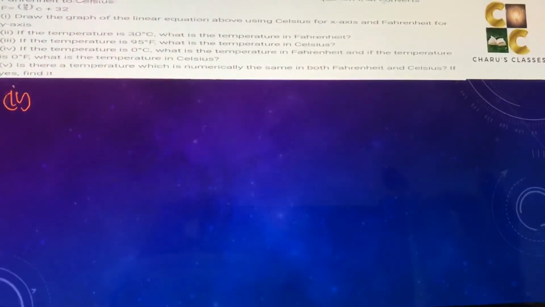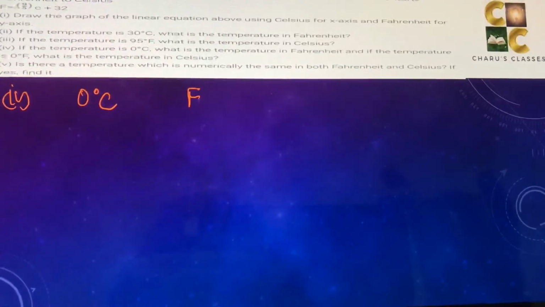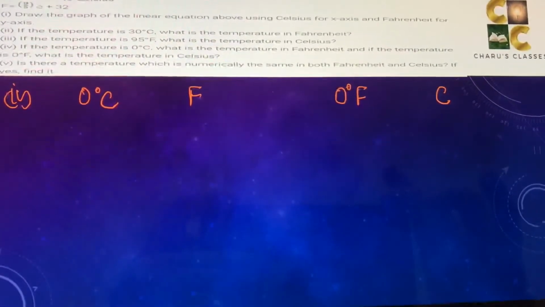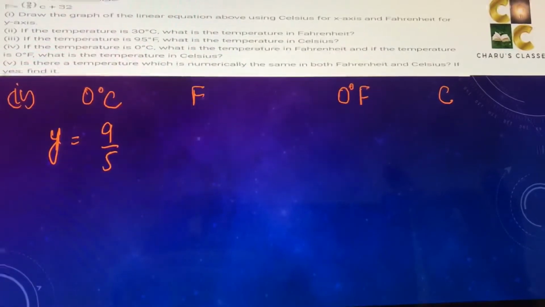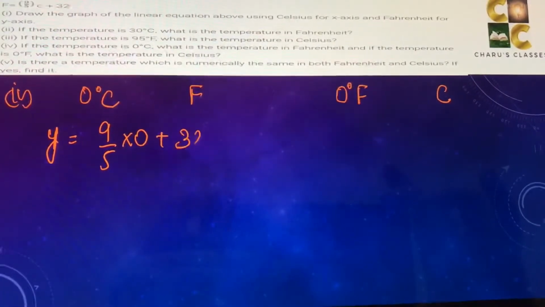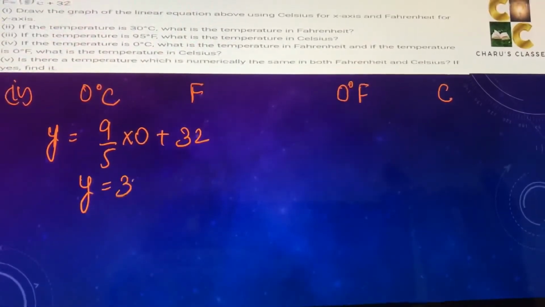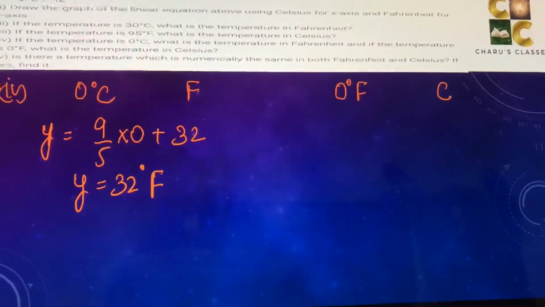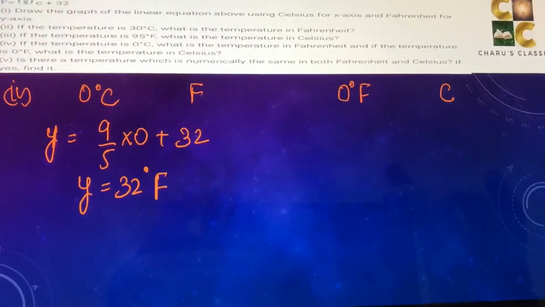Fourth part, if the temperature is 0 degrees Celsius, what is the temperature in Fahrenheit? And if the temperature is 0 degree Fahrenheit, what is the temperature in Celsius? So we know that F is equal to 9 by 5 C plus 32. So 9 by 5 into 0 will be 0. So my y is 32 degrees Fahrenheit. So when 0 degrees Celsius is there, then the Fahrenheit is 32 degrees.